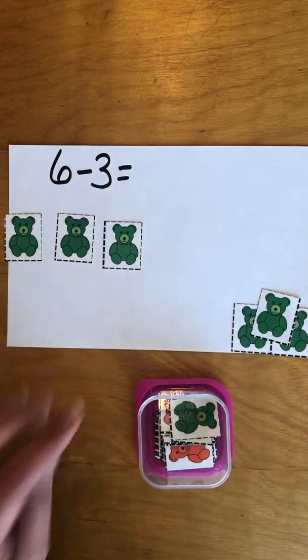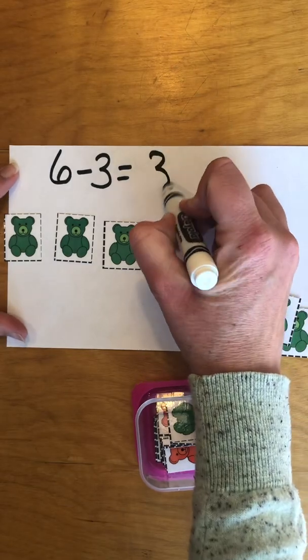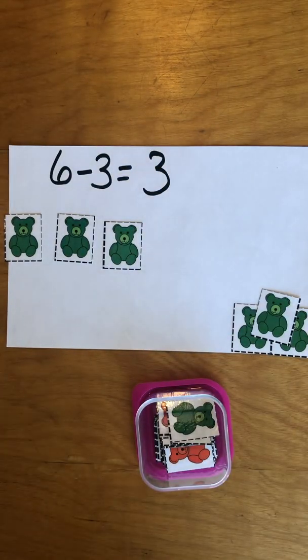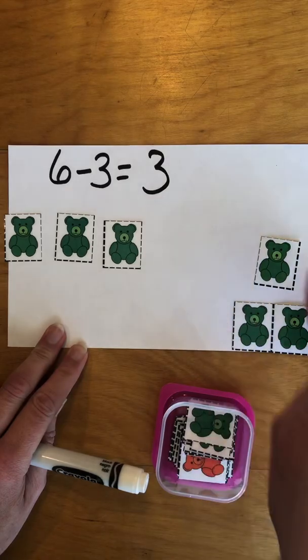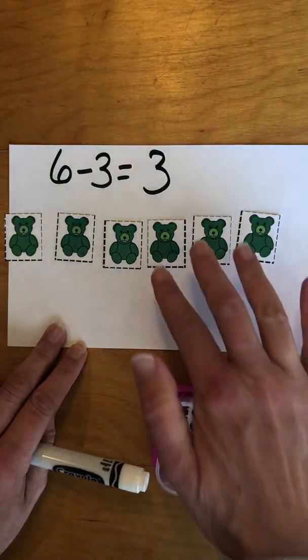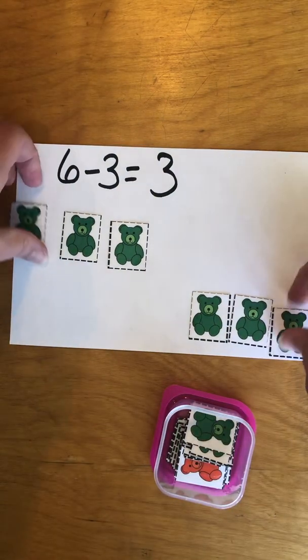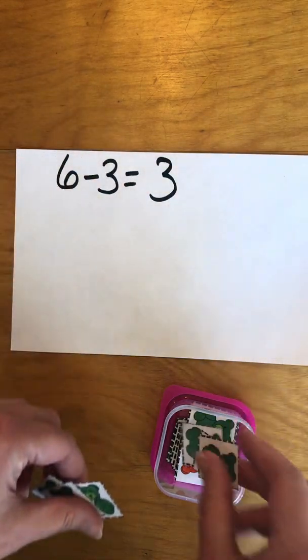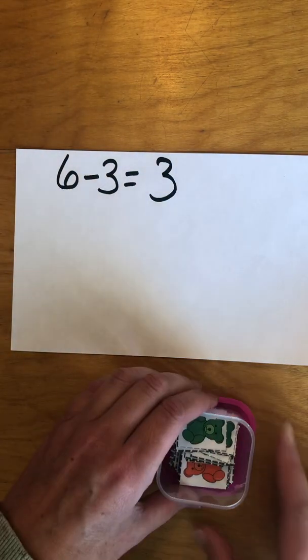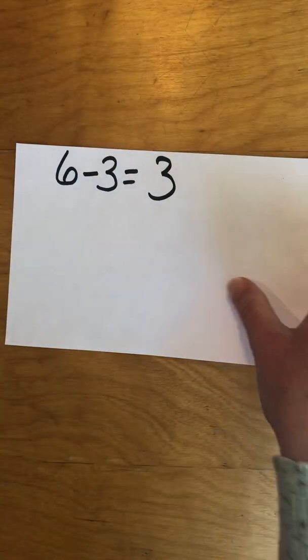Put those 3 over here. I had 6 bears, then I took away 3 bears. How many bears do I have left? 3 bears, because 3 and 3 together make 6. That means when I have 6 and I take away 3, I have 3 left. Okay, let's put our bears away. We'll take 6 subtract 3 equals 3 away.